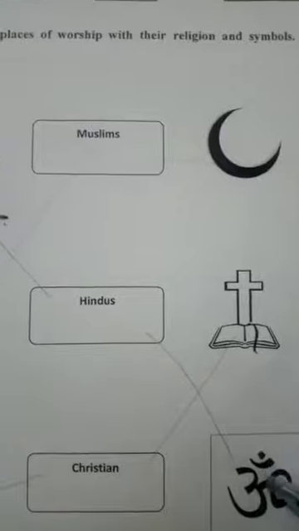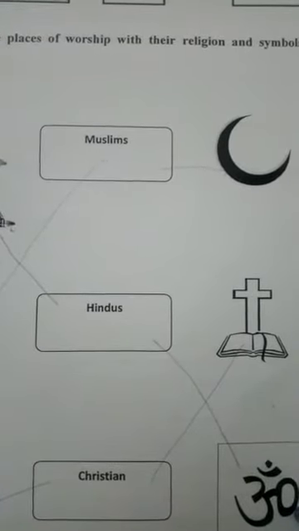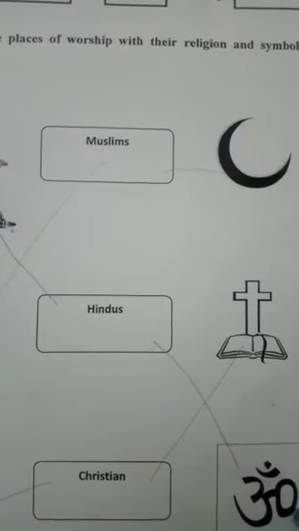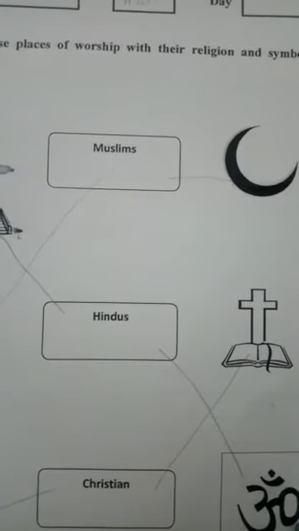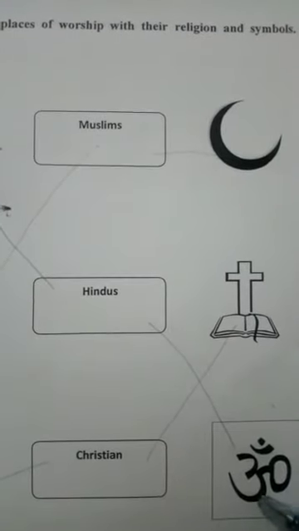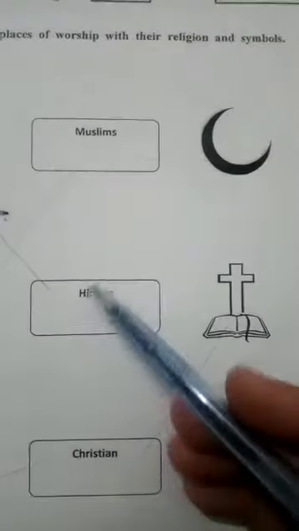And this is the sign of Om. Om Trishul represents a type of spear held by one of the Hindu gods, and this sign represents Hindus.